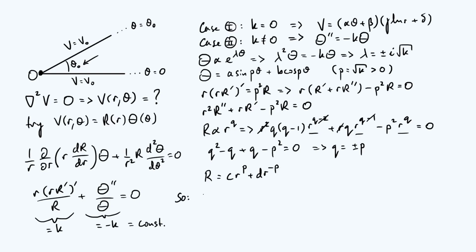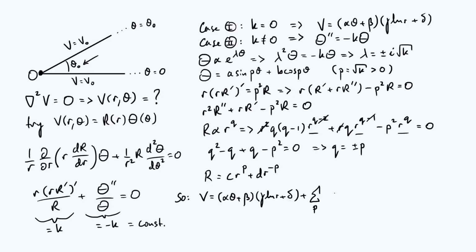Let's see if I have space to write this all out. The general solution will just be a superposition of all possible cases, right? So you basically add the solution for k is 0 to the solution for k being non-zero. So we're going to start with our k equals 0 solution, which was just alpha theta plus beta times gamma log r plus delta. Your non-zero k solution is going to depend on this parameter called p. We haven't said anything about what p can actually be yet, right? So for now, what I'm going to do is write down that we have to sum up all possible values. I'm just going to put sigma p, implying that we're summing over all possible values of p, right?